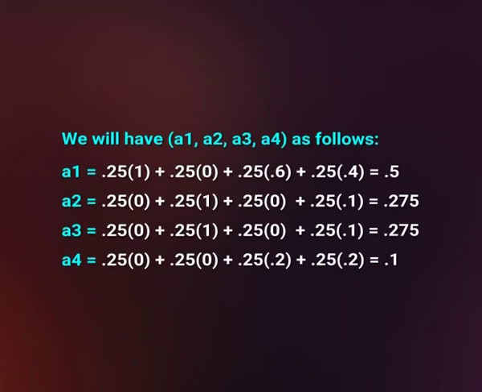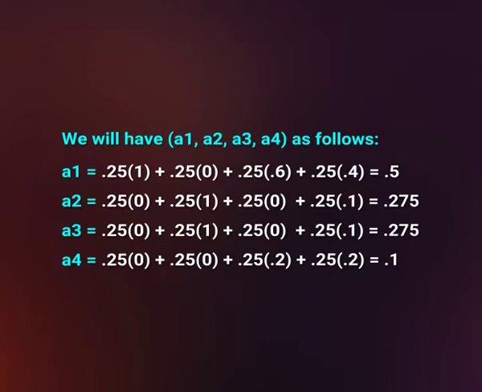We will have A1, A2, A3, A4 as follows. A1 is equal to 0.25 × 1 plus 0.25 × 0 plus 0.25 × 0.6 plus 0.25 × 0.4, which is equal to 0.5.